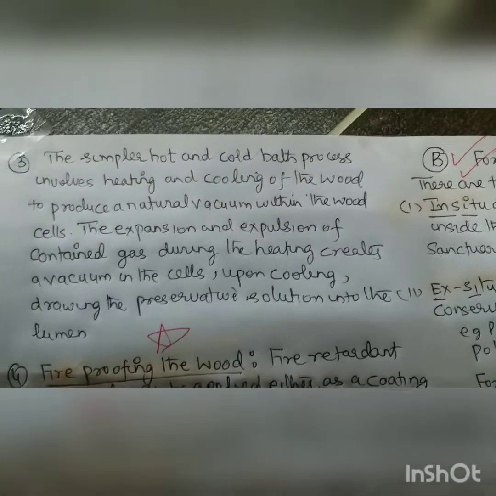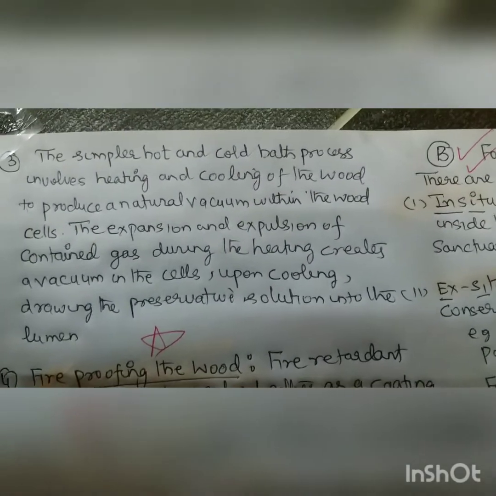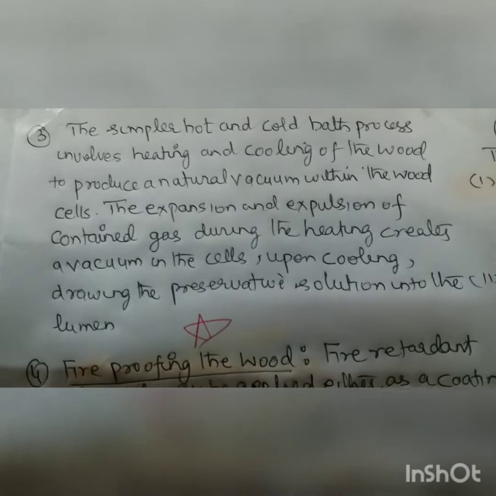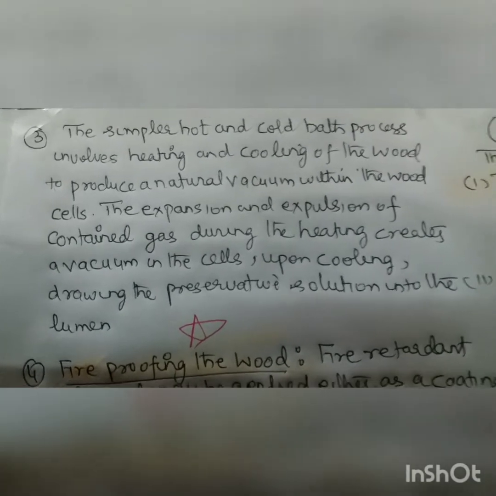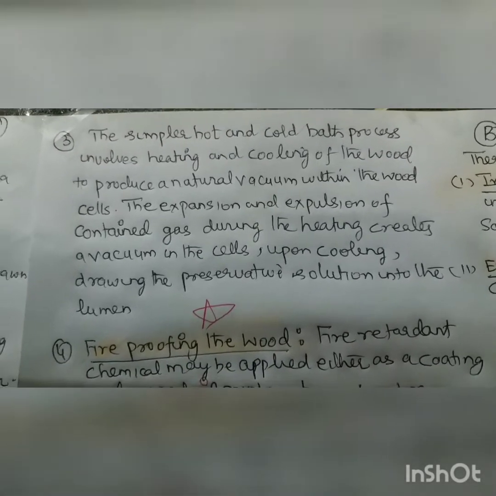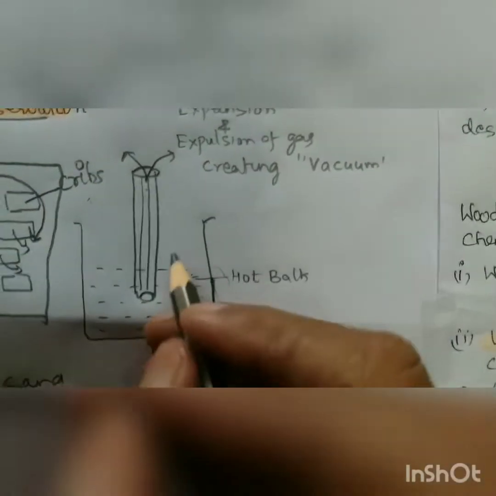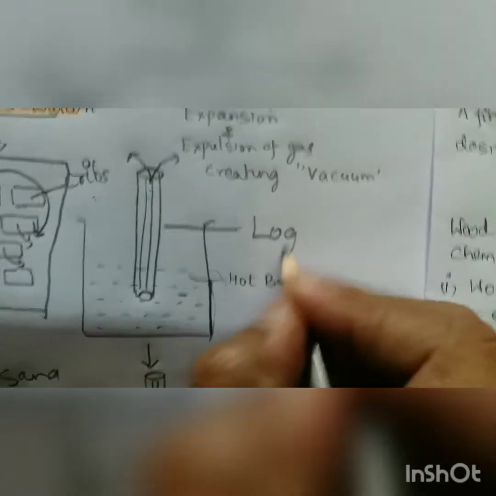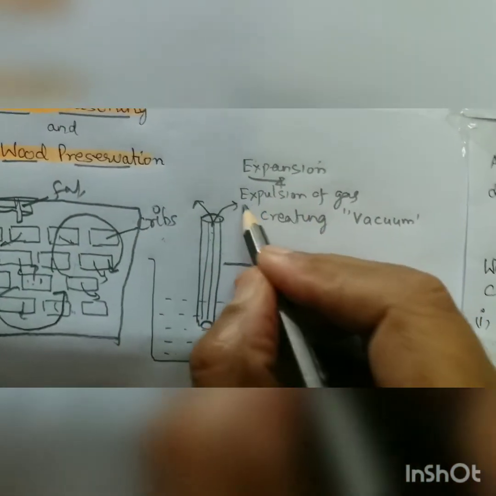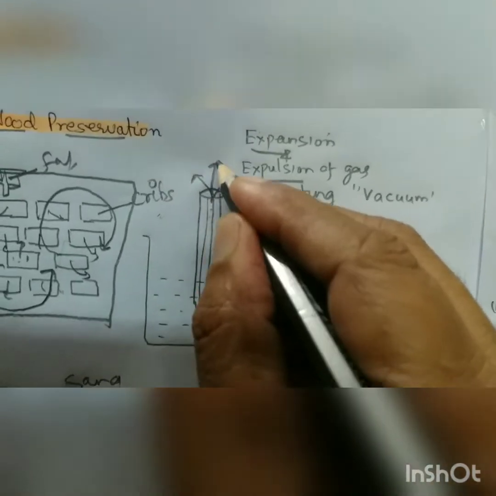Now the third is very important. It is the simple hot and cold bath process, which involves heating and cooling of wood to produce a natural vacuum within the wood cells, right? The expansion and expulsion of contained gas during heating creates a vacuum, and upon cooling, it draws the preservative solution into the lumen. See, this is very easy. First, we take a log, put this log in a hot bath. And because of the heat, there is an expansion and then expulsion of gas from here.